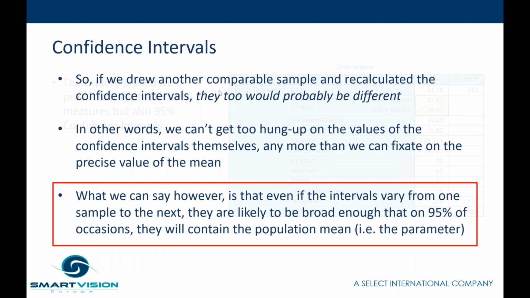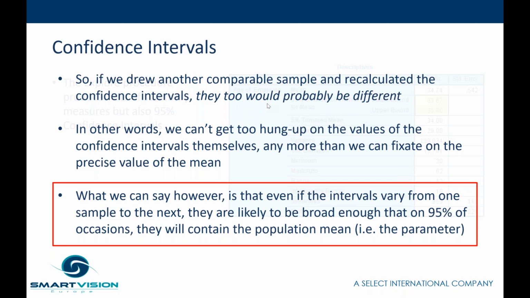So if we drew another comparable sample and recalculated the confidence intervals, they too would probably be different. It's not just the mean that would shift, the confidence intervals themselves would shift. So in other words, we can't get too hung up on the values of the confidence intervals themselves any more than we can get fixated on the precise value of the mean.